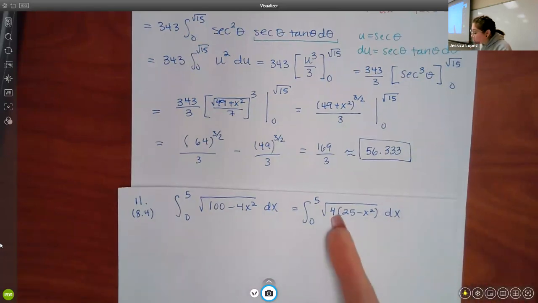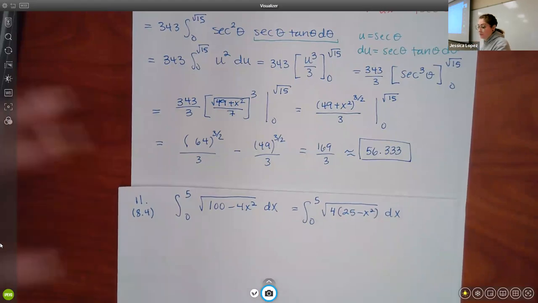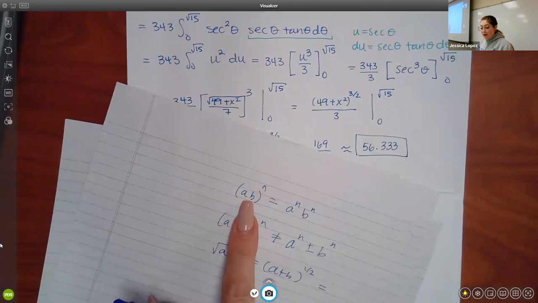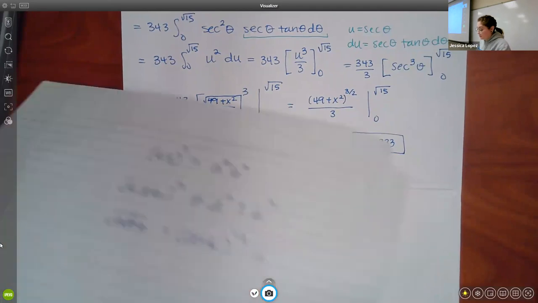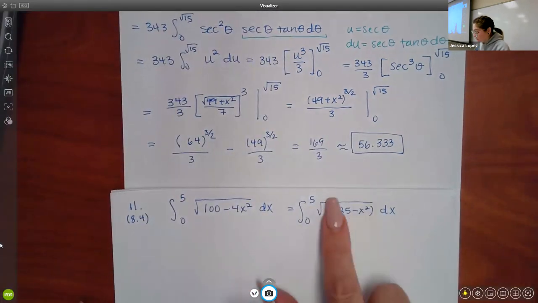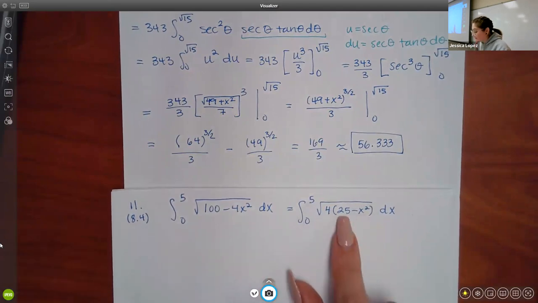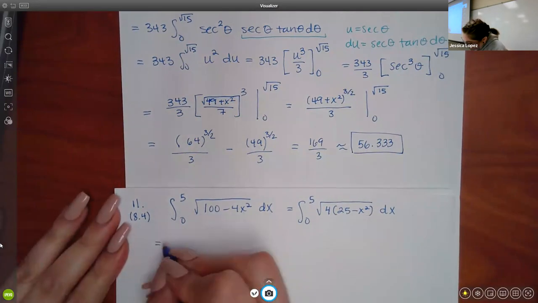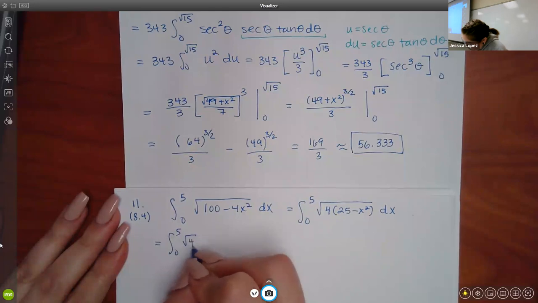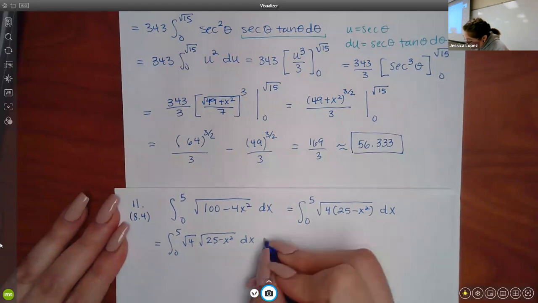And because this 4 is multiplied by that whole thing, I can apply the power to both, right? You have two things that are multiplied together, you can apply the power to both. So I can apply this 1/2 exponent or this radical to the 4 and this guy. What I can't do is apply the radical to 25 and x squared individually, okay? But I can do it to just the 4 and the whole thing in parentheses. So it will become the square root of 4 and then the square root of these two terms. And then that guy's just a 2, which I'm going to kick out.